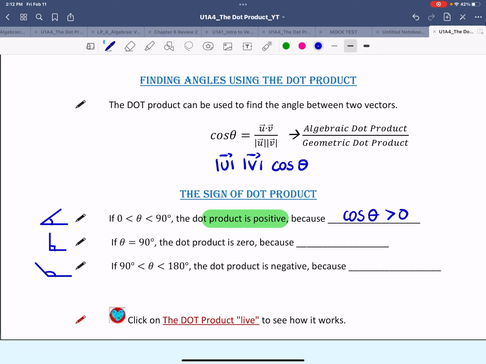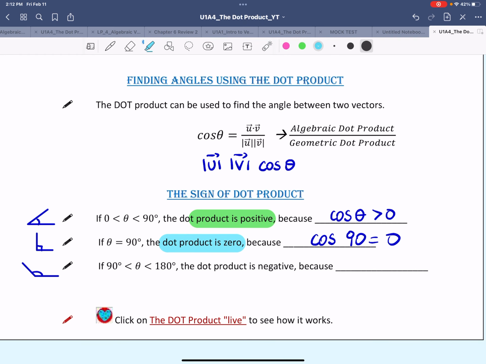If the angle made between the two vectors is 90 degrees, the cosine will be 0. So we'll say that if cosine equals 0, then the dot product obviously will have to be 0. So the dot product is 0 again for a 90-degree angle. And if the angle made between two vectors is between 90 and 180, the dot product is negative, and that is because the cosine of theta, when theta is bigger than 90, will be a negative number.